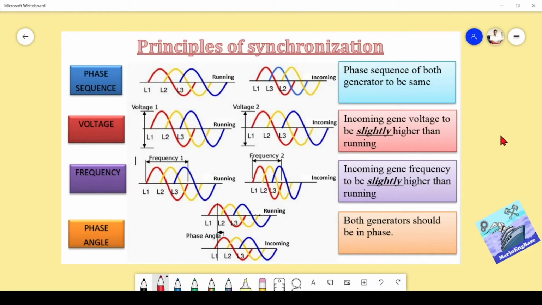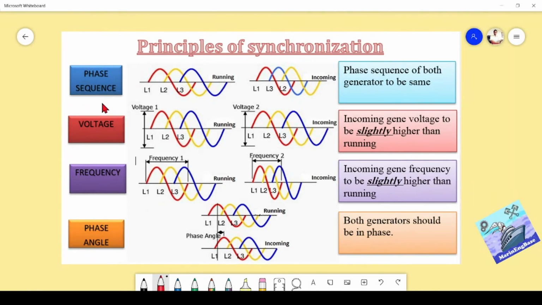So now we are going to do the synchronization. When we have an already running generator on the bus bar and another generator that we are going to take into load, the generator that we are going to connect, we call the incoming generator. Here we can see in these diagrams, running and incoming, these are the generators. So there are some electrical conditions to be met prior to connecting the incoming generator to the bus bar. These are the 4 requirements.